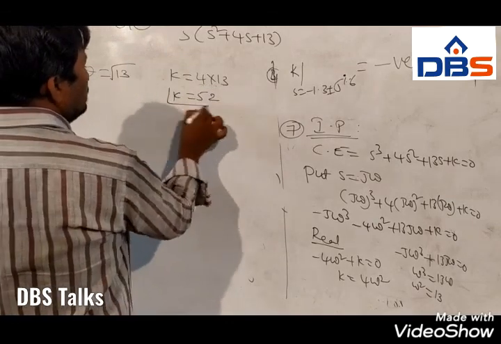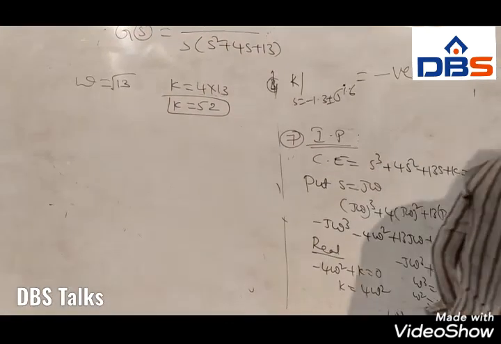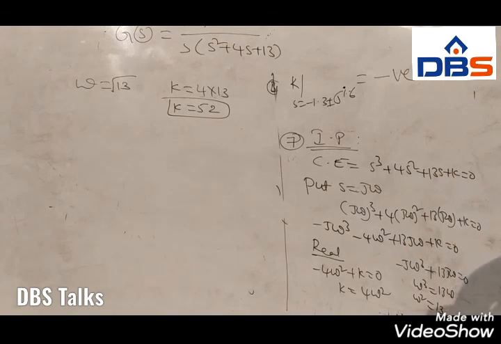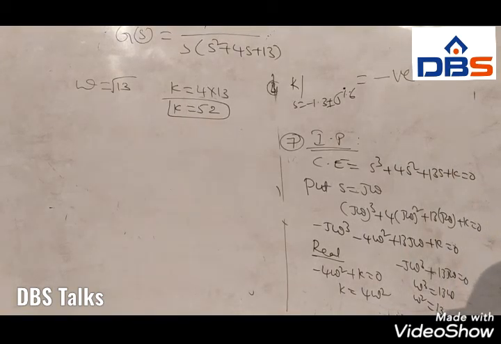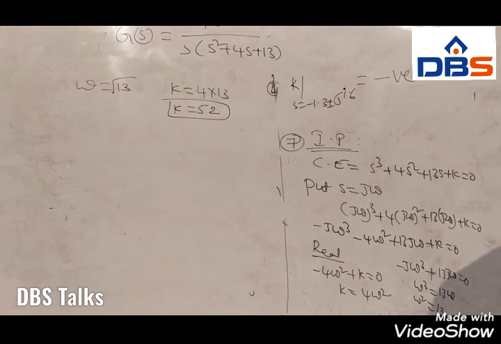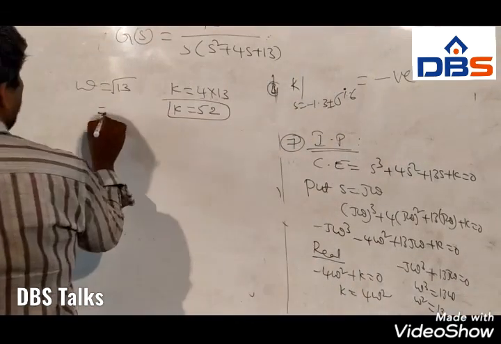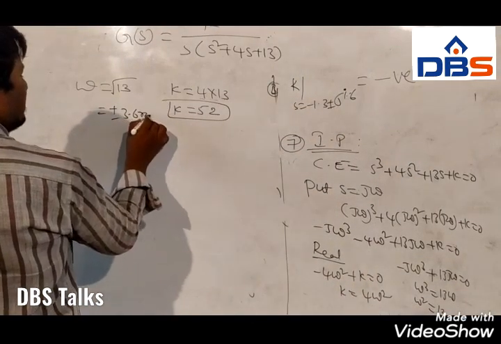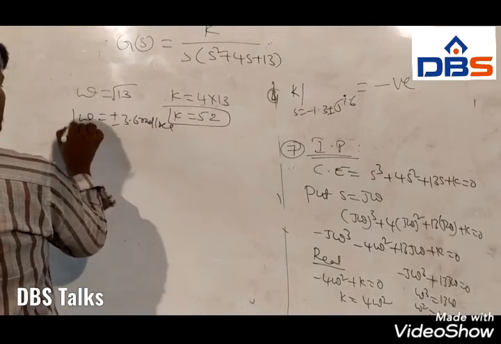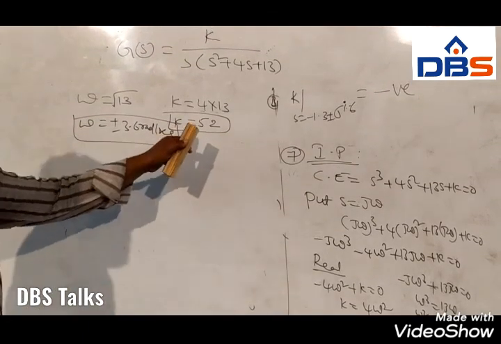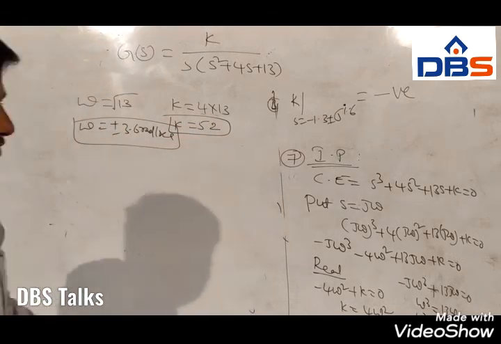So this is a positive value, and omega equal to plus or minus 3.6 radians per second, and it is a valid point, because k equal to 52 is a positive value.